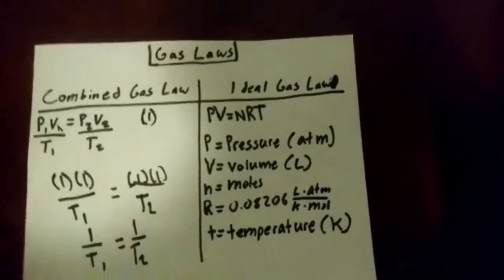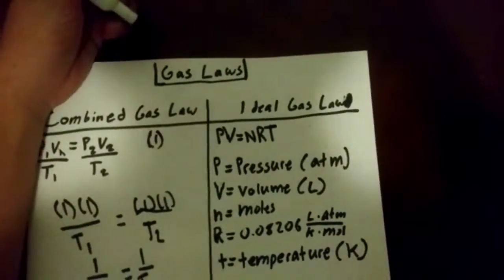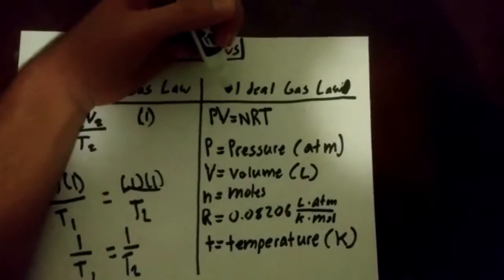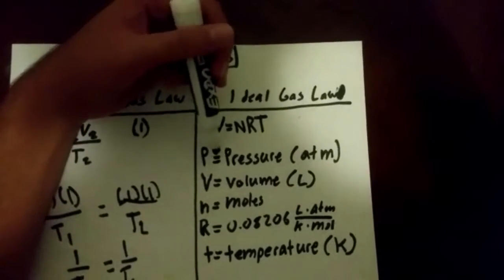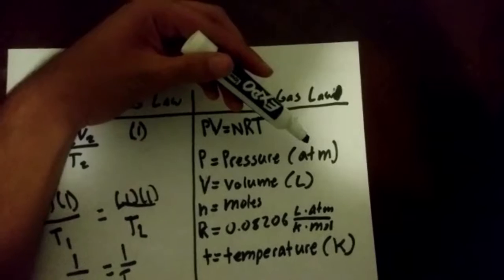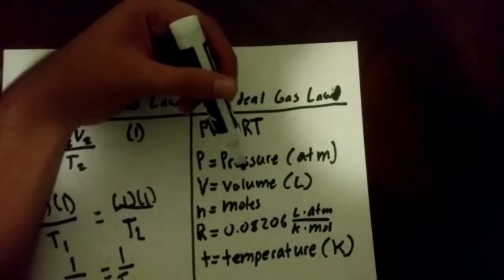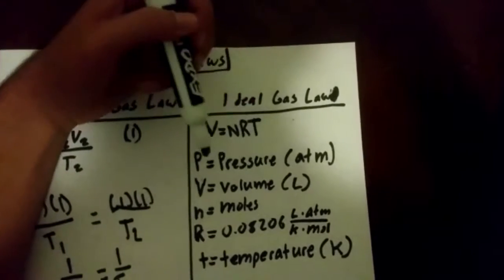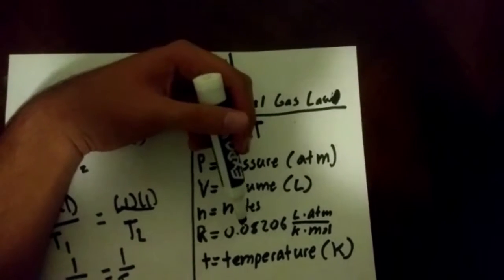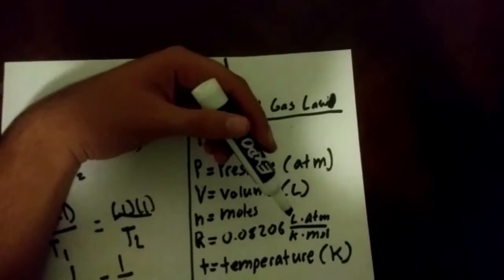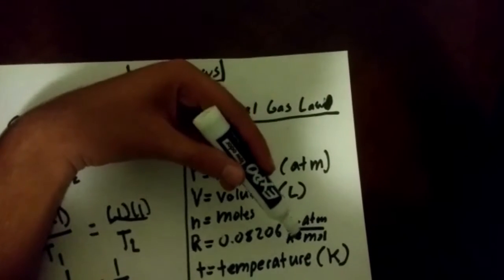You're solid. So now, when you need to find one unknown, you'd use the formula PV equals nRT. P means pressure, and it's always measured in ATM. V means volume, and it's always measured in liters. N is moles. R is a universal constant, 0.08206 liters times ATM over K times mole.